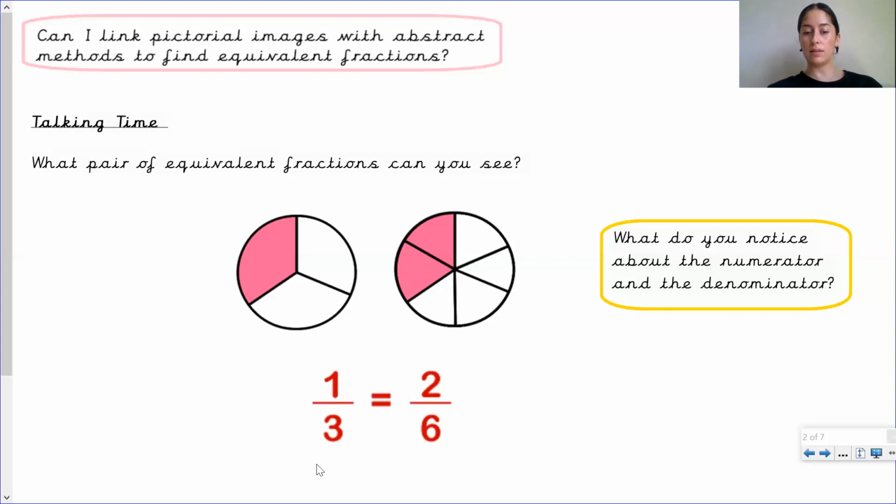Let's look at the denominator and see what's happened there. So we had a 3, and its equivalent fraction has a 6 as its denominator. Now, what do you notice about 3 and 6? So 6 is double 3. So if we do 3 times 2, we would get 6. So this one must be times 2 as well. If we do 1 times 2, we would get 2. So both the numerator and the denominator have been multiplied by 2 to give its equivalent fraction.